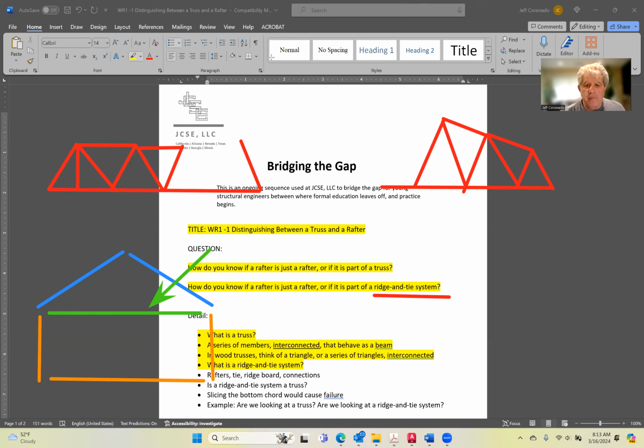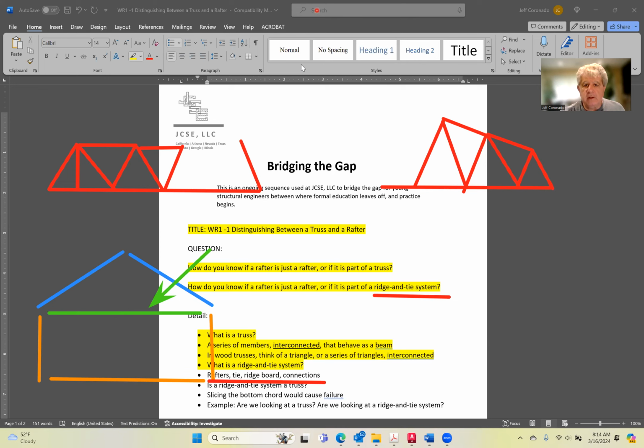So let's continue to look at the elements of a ridge and tie system. We've got the rafters, right? We've got two rafters, opposing rafters, one going up from one side, one going up from the other side, and they meet in the middle. We've got rafters. We've got a tie, the green element. We've got a ridge board.